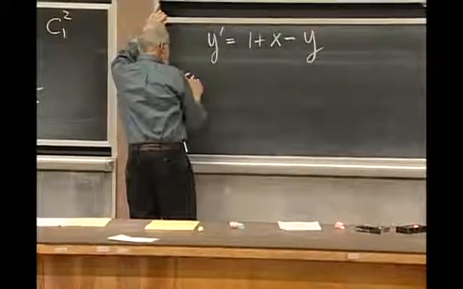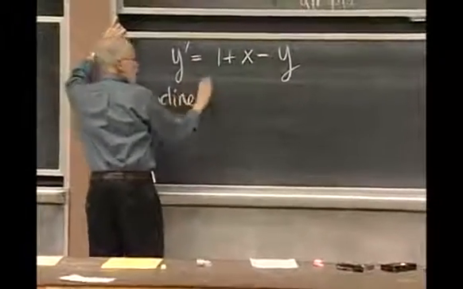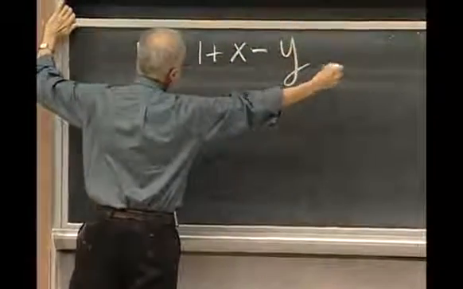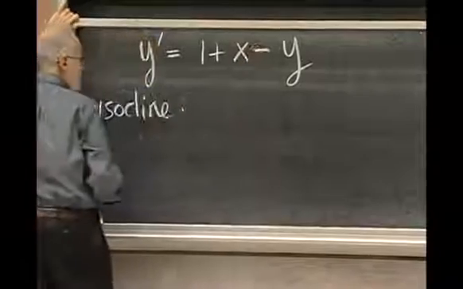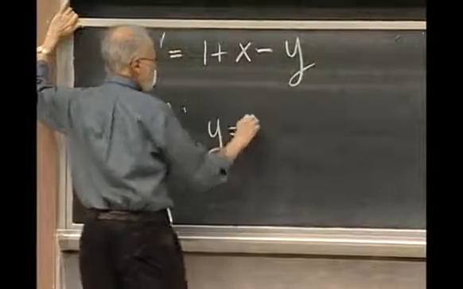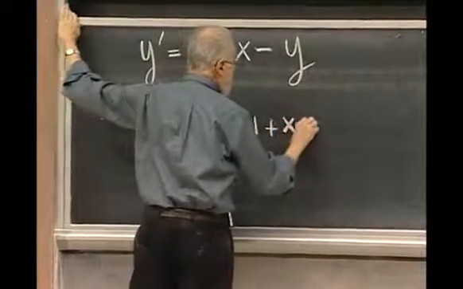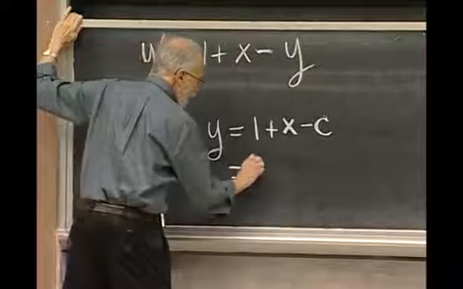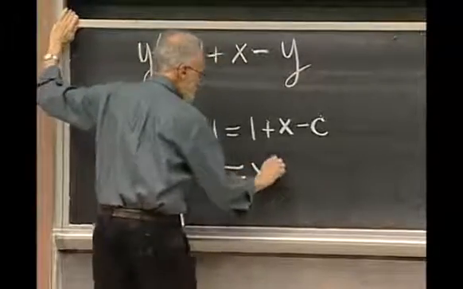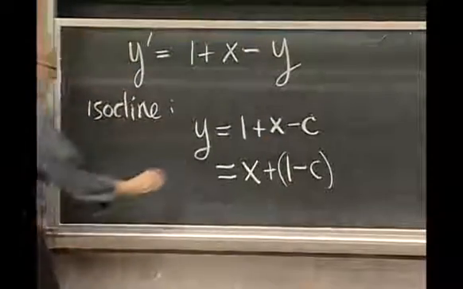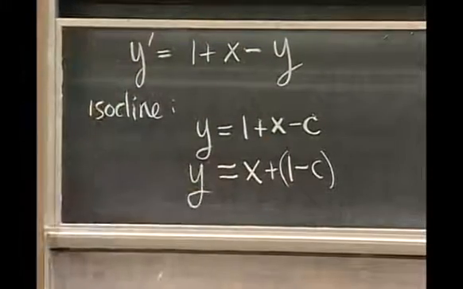An isocline will have the equation, this equals c, so I'm going to put the y on the right-hand side and that c on the left-hand side. So it will have the equation y equals 1 plus x minus c. Or a nicer way to write it would be x plus 1 minus c. I guess it really doesn't matter. So there's the equation of the isocline.